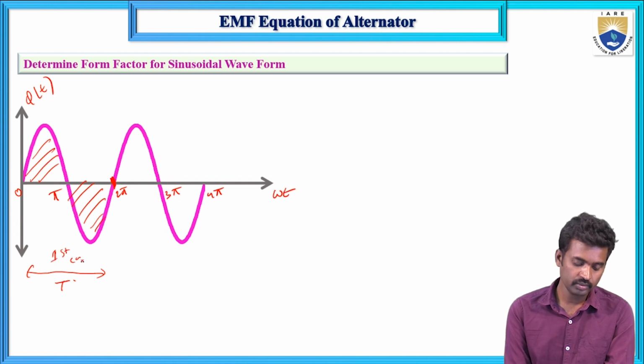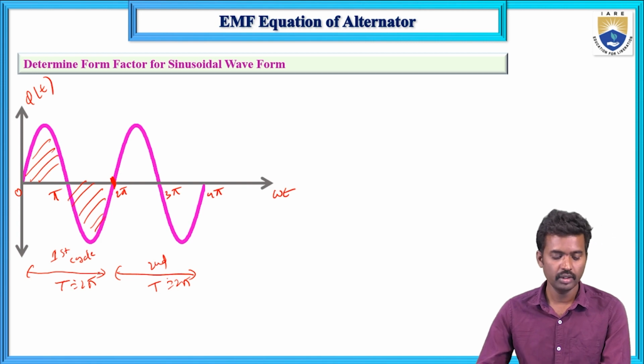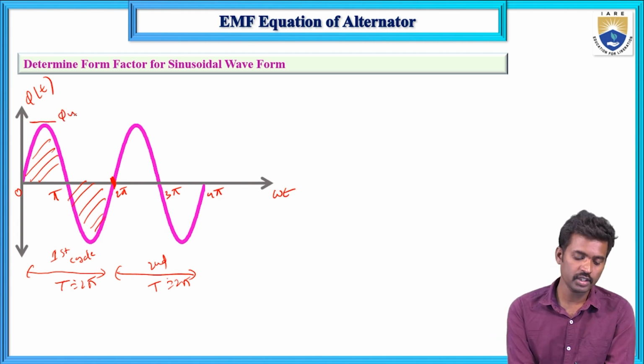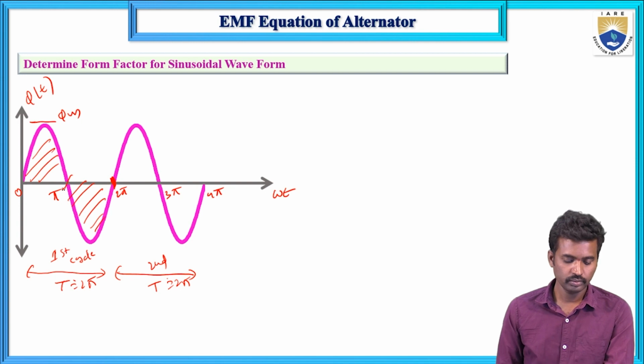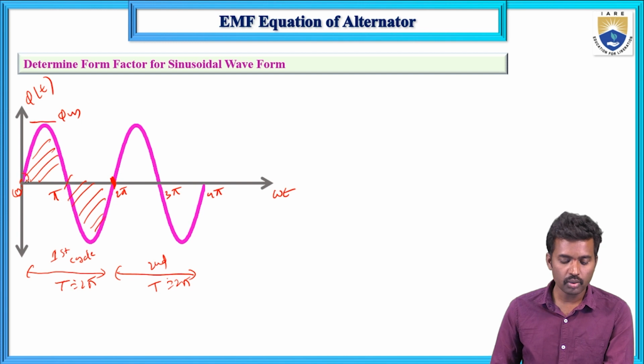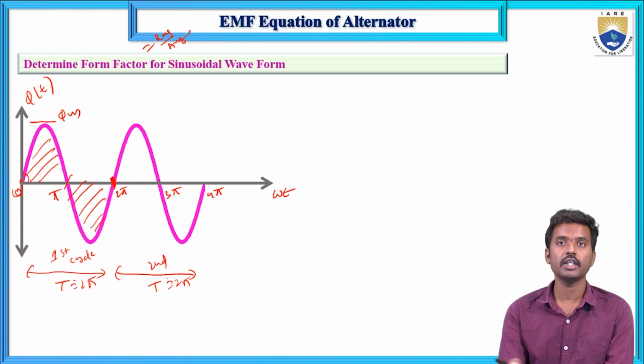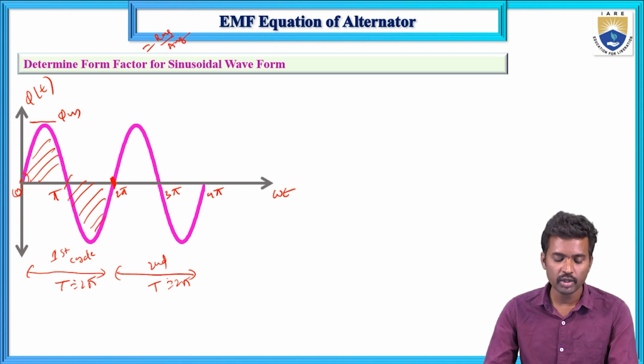This is the first cycle, and the second cycle is 2 pi to 4 pi. This is also T equals 2 pi. And this maximum value of flux is phi m. Here the flux value is 0. Now here, calculate the average value first. Form factor equals RMS by average value. First calculate the average value, then calculate the RMS value. The ratio of RMS to the average value is known as the form factor.